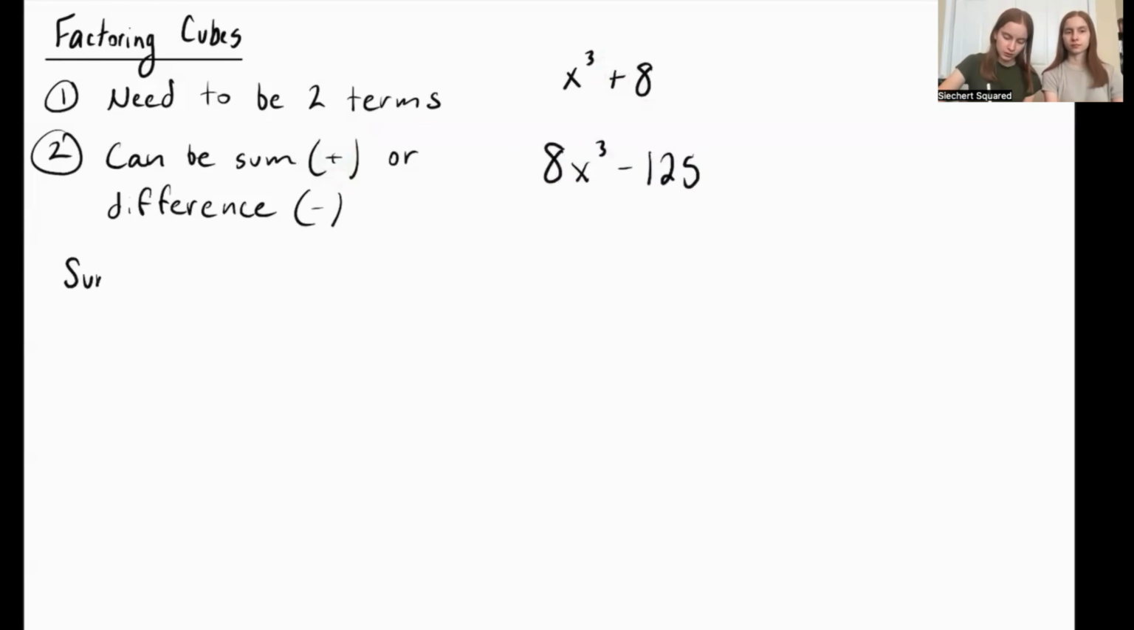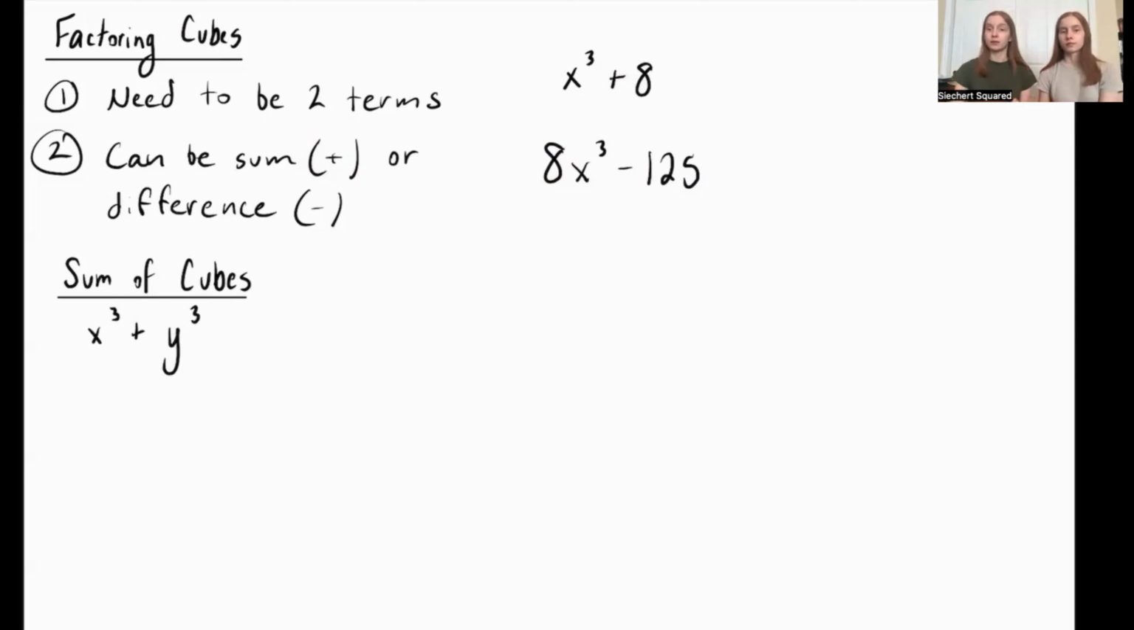So starting with the sum of cubes, that's the one where you're going to have addition, that's what the sum is. So the most generic way that we can write it is x to the power of 3, or x cubed, plus y to the power of 3. So for both these terms, the coefficient is just 1. We are looking at just the variables. It's an x cubed, a y cubed. It is kind of the simplest one you're going to see. What you can think about is these are both cubes.